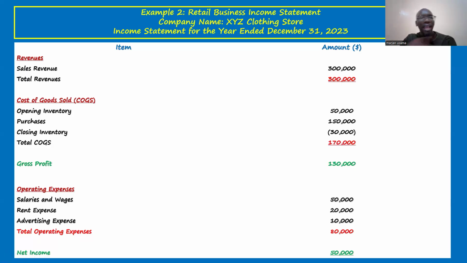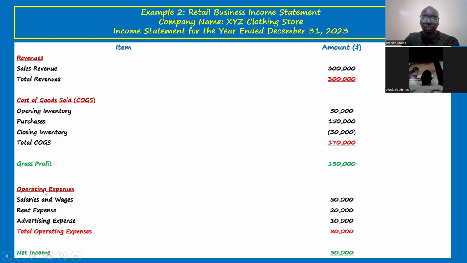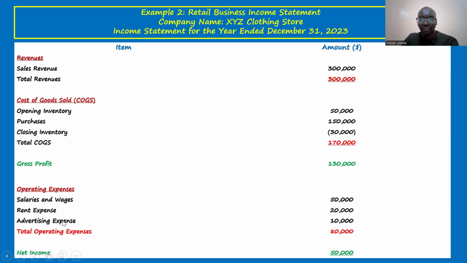Okay. Now, our gross profit will be 300 minus 170, which will give us 130. Now, the operating expenses, we have salaries, we have rent, we have advertising. The total operating expenses is 80,000. So for the net income, you take the 130,000, that is the gross profit, minus the total operating expenses. Now our net income will be 50,000 USD.